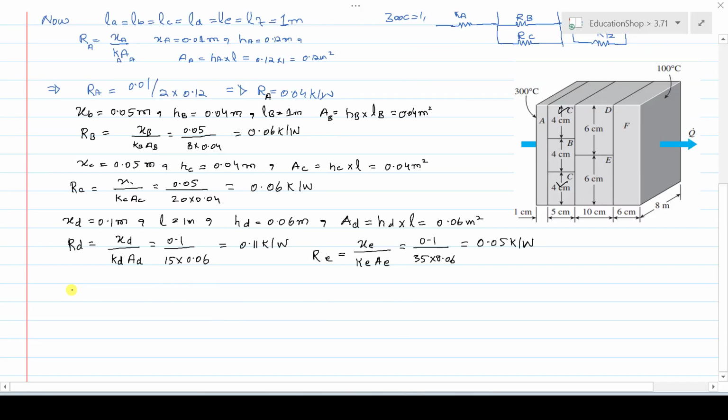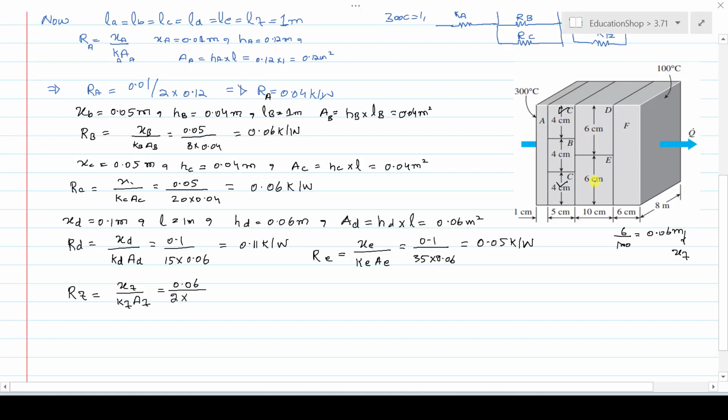Next is to find the resistance offered by section F. Now the thickness XF is 6 centimeters. So divide by 100 to convert into meters, just simply do 6 divided by 100, and it becomes 0.06 meter. This is the thickness X of this F section, right here that is 0.06, divided by the KF value, which is 2, and its cross-sectional area.